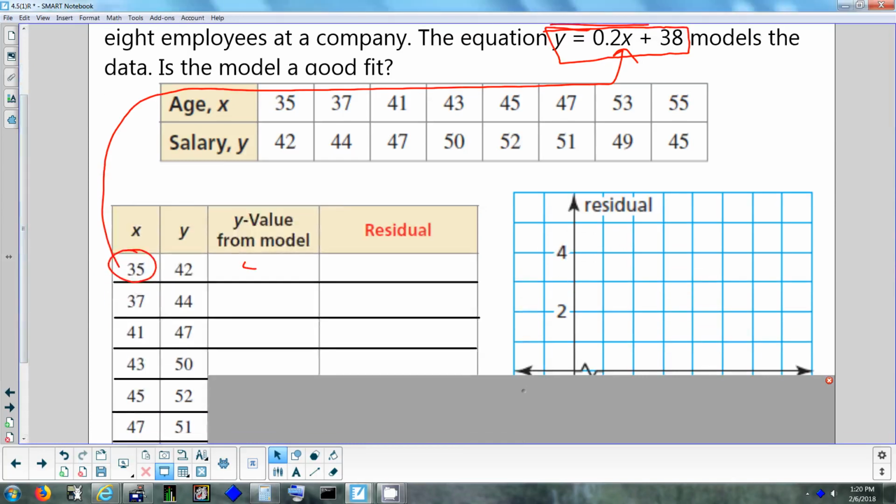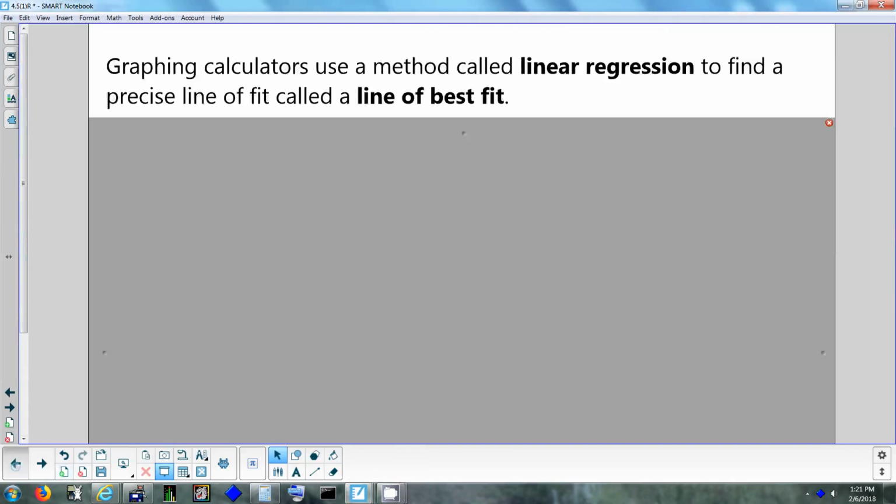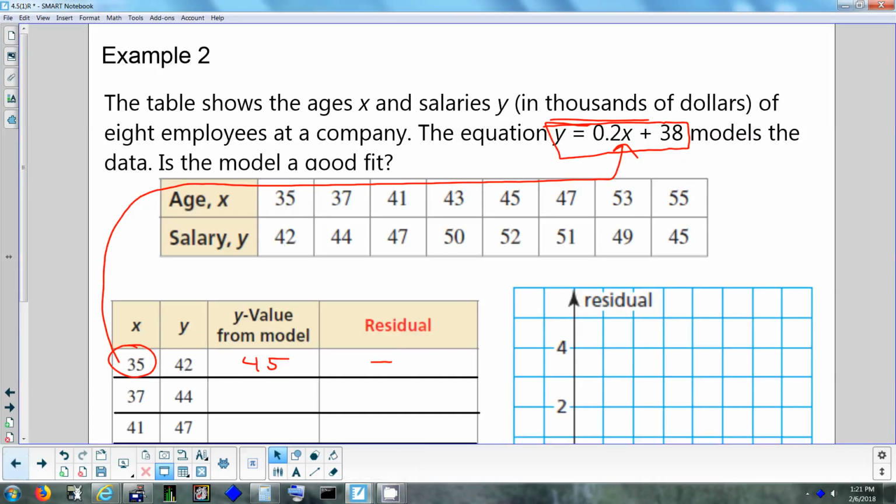On the y. Yeah. And if you want, we can do the residual at the same time. Did it just say that 35 times 2 was 7? Yeah, it's 0.2. Oh, it's 0.2. So it's 45. You are correct. Okay, and then 42. Okay, guys, I need everyone up here. 42 minus 45 is -3.